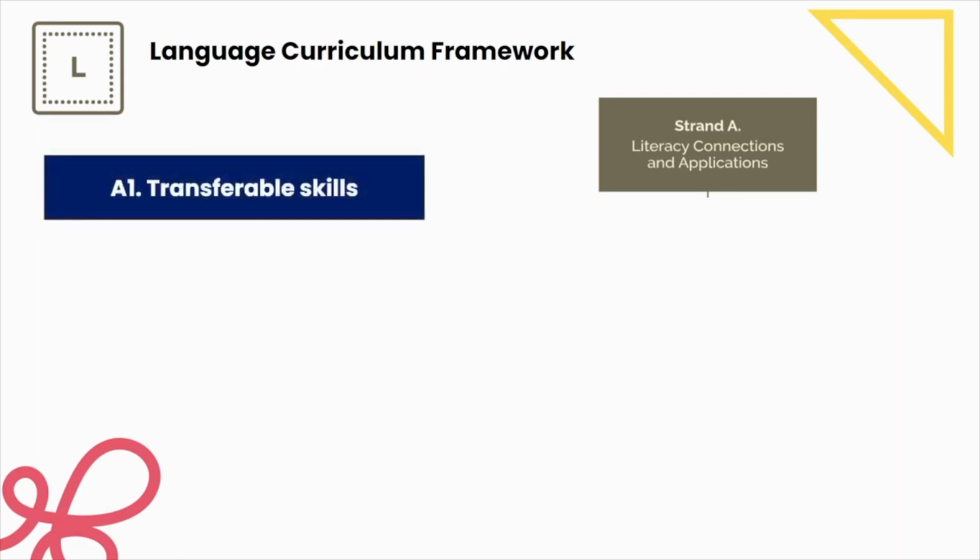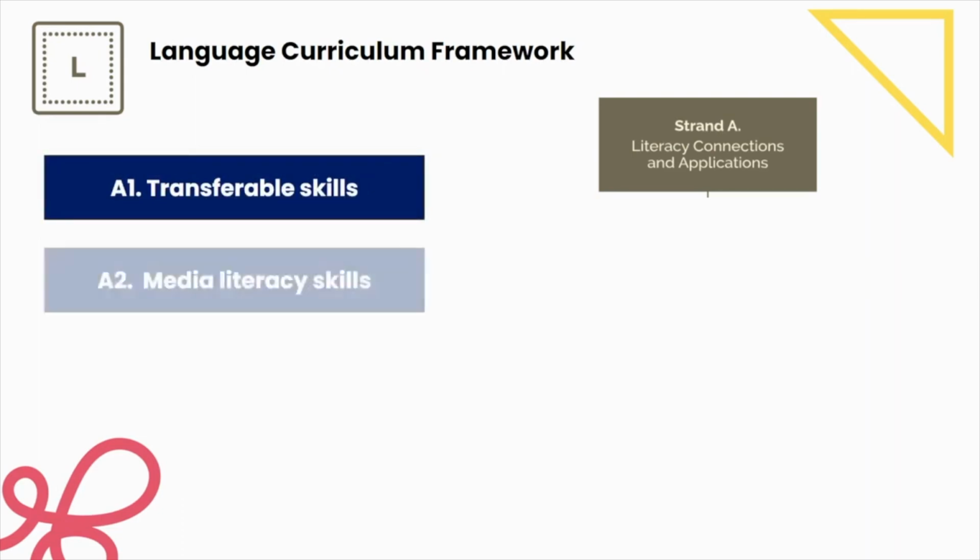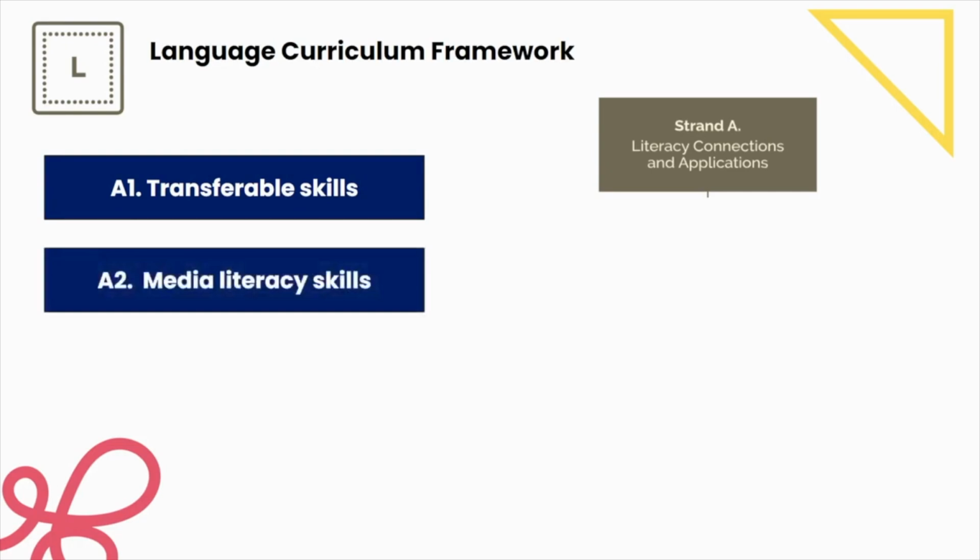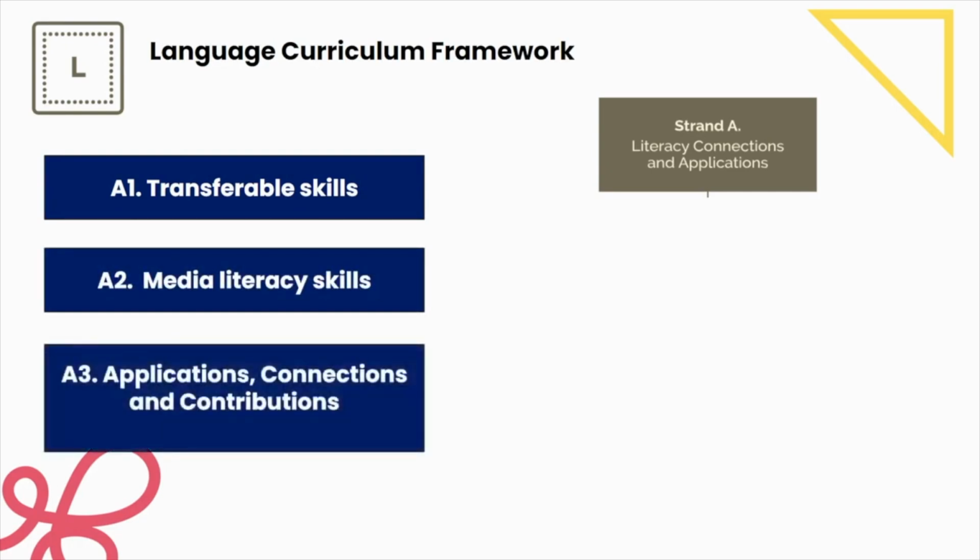We will now look more closely at Strand A, Literacy Connections and Applications. This strand focuses on students applying the 7 transferable skills in language and literacy contexts, developing digital media literacy skills, and applying language and literacy learning in other contexts, and engaging with texts that foster understanding of diverse identities, experiences, perspectives, histories, and contributions. In all grades of the language program, the learning related to this strand takes place in the context of learning related to the other 3 strands.